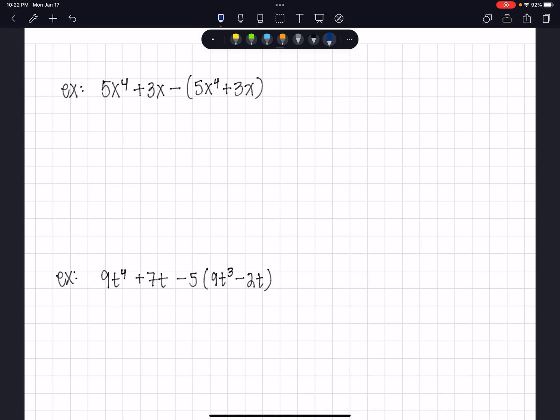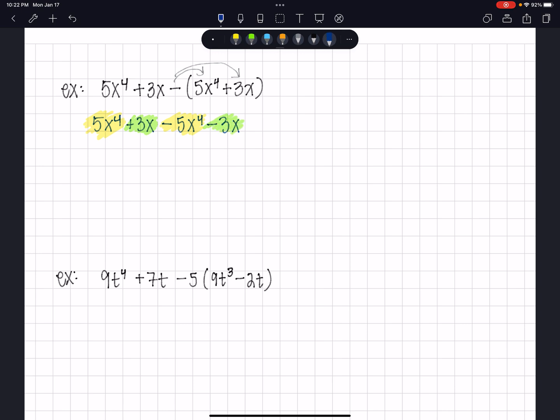Here's two last examples. We have 5x to the fourth plus 3x minus the quantity 5x to the fourth plus 3x. I'm going to distribute this negative. So we have 5x to the fourth plus 3x, and then it's going to be minus 5x to the fourth minus 3x. My like terms are the same variable with the same exact exponent. So 5x to the fourth and minus 5x to the fourth are like terms. 3x and negative 3x are like terms.